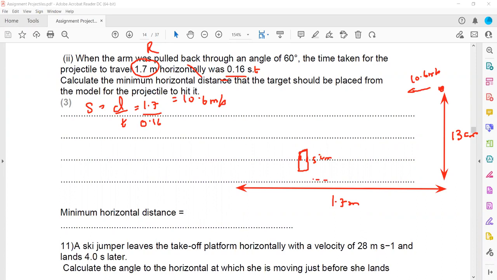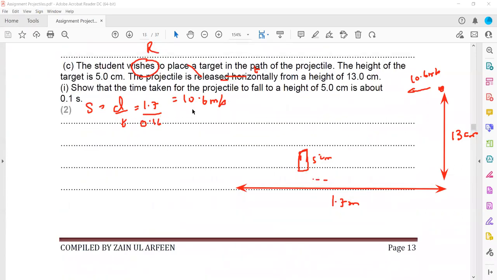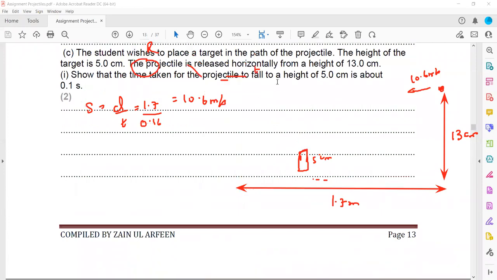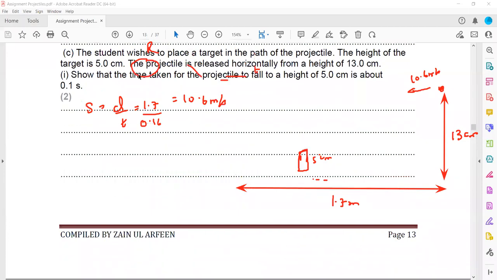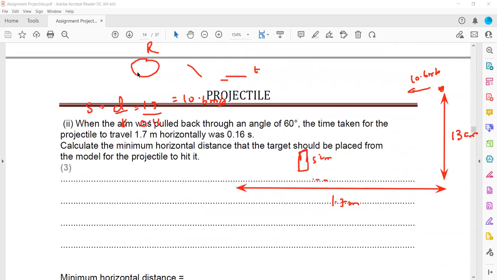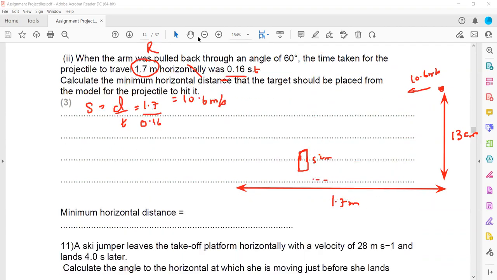Now, if you check the previous part, it was taking about 0.12 seconds to reach the target. Both parts are interrelated. So we got the horizontal speed and we know the time to hit the target was 0.12 seconds. So the time to hit the target is 0.12 seconds and the launching speed is 10.6. So now we'll find the horizontal distance.